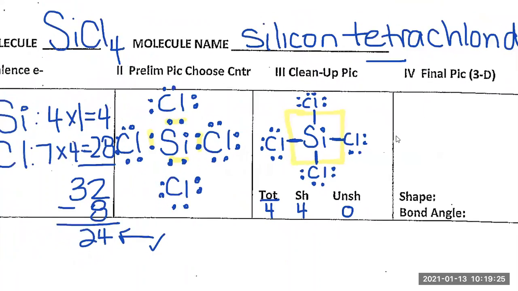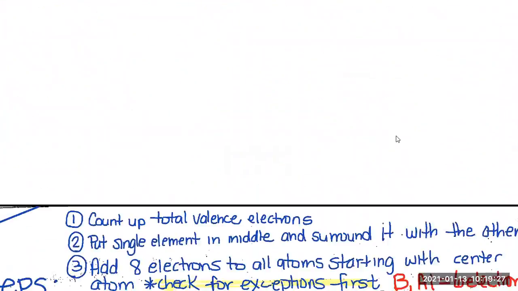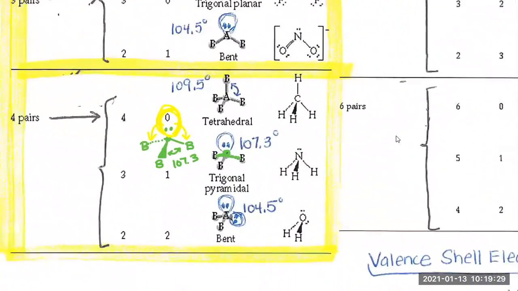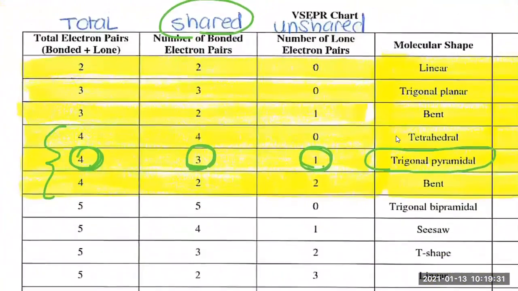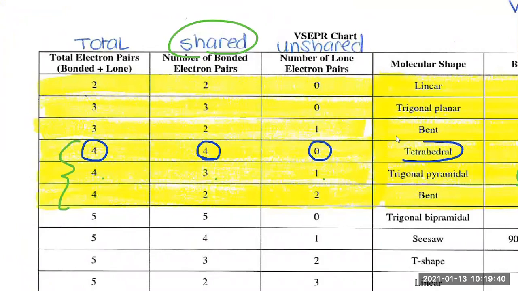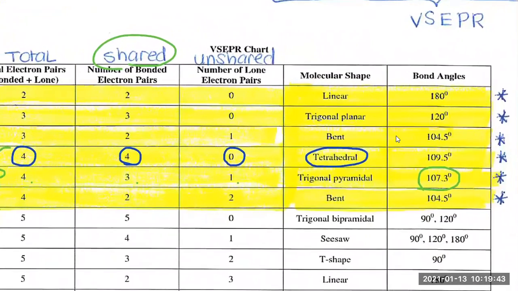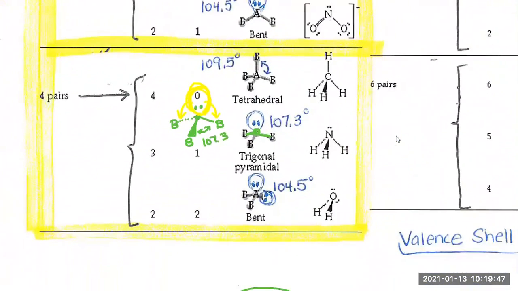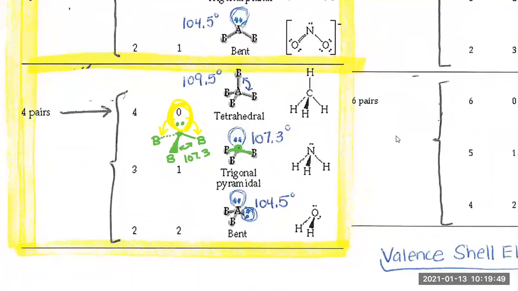And now let's get our shape. We come down here to our chart. And what shape, oh, here, is 4, 4, 0. Aha, right here, 4 shared, 0 unshared. This is called a tetrahedral. And our bond angles are 109.5. Why is it called a tetrahedral? Because it actually looks like a tetrahedron. If you were to connect these, you get a tetrahedral shape in three-dimensional space.